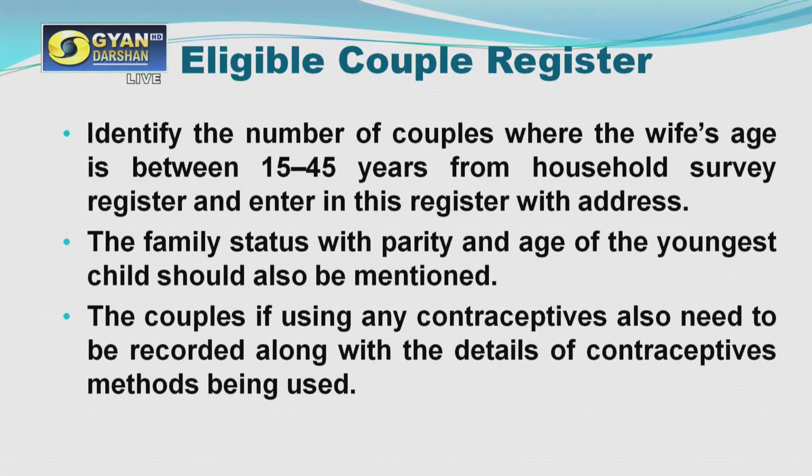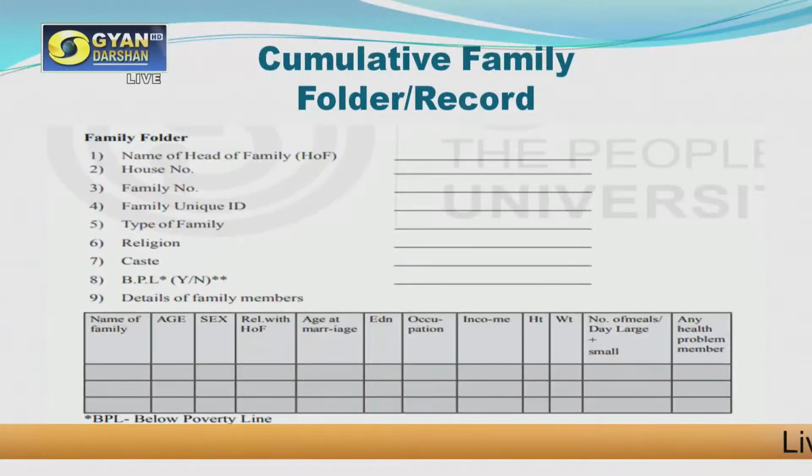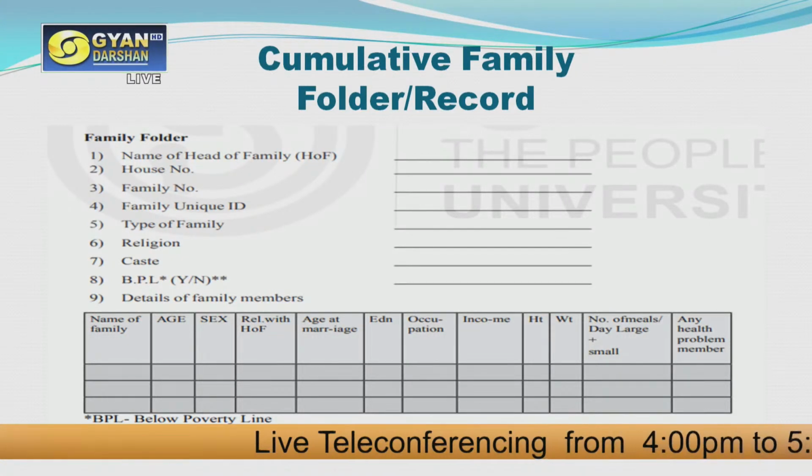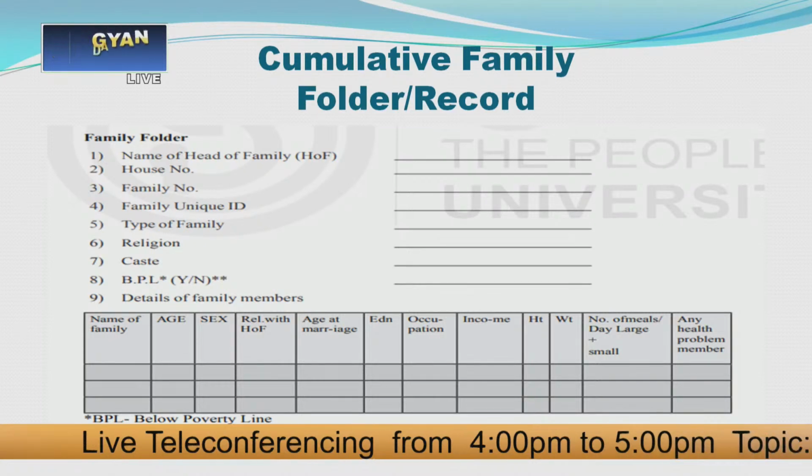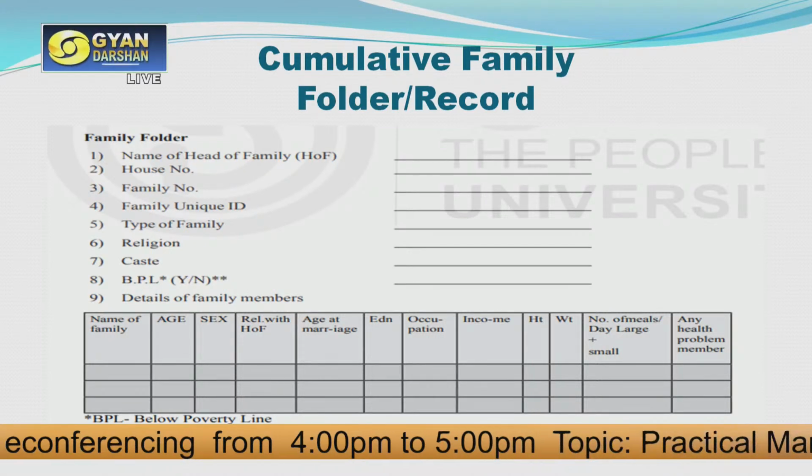Then couples, if using any contraceptives, also need to be recorded along with the details of the contraceptive methods being used by the couple. So these are the information you will record down in the eligible couple register. Then there is the cumulative family record. The cumulative family record is where you will collect the information or the data related to the particular family.